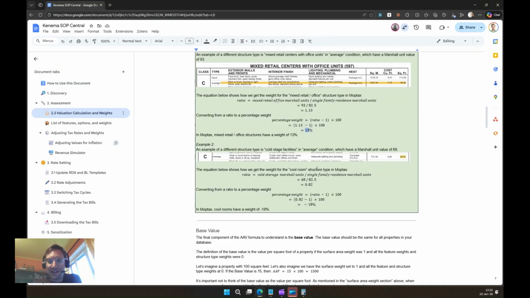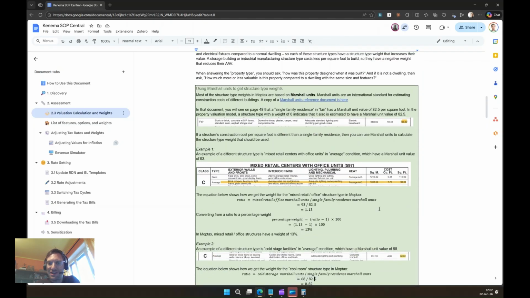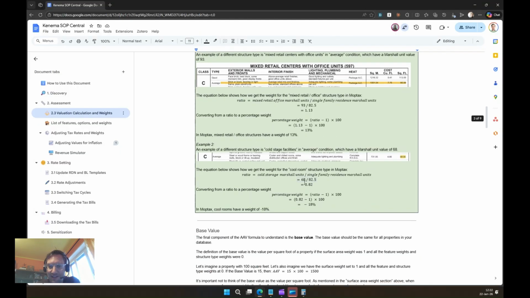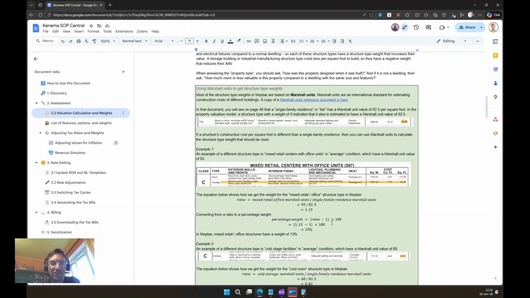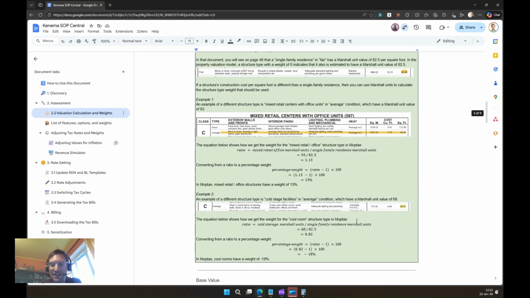If this is interesting to you, I encourage you to read it in the SOP. It also gives an example of, for example, cold storage facilities have a Marshall unit cost of 68. So we take 68, put it over 82.5, which is what single family residences use as their weight. And that gives us a value of 82, which is the equivalent of negative 18. I'm moving intentionally fast through here because this is kind of extra knowledge. I don't consider it essential knowledge, but if you want to understand it, I think you can understand it by reviewing the SOP.